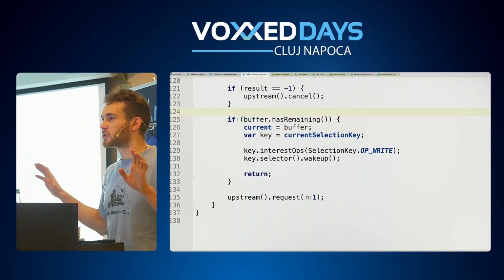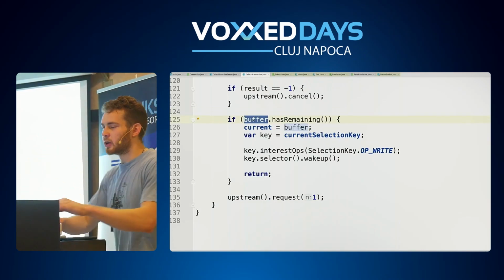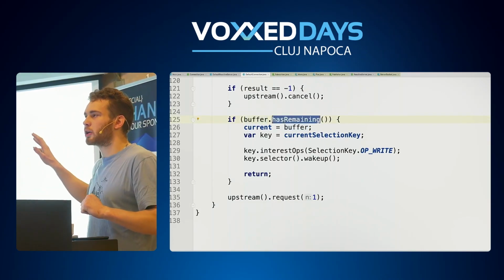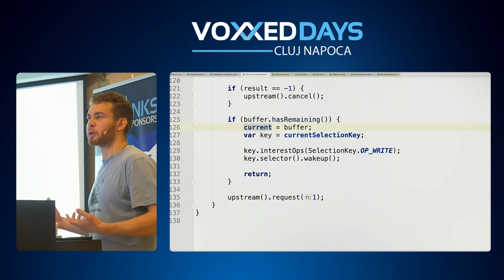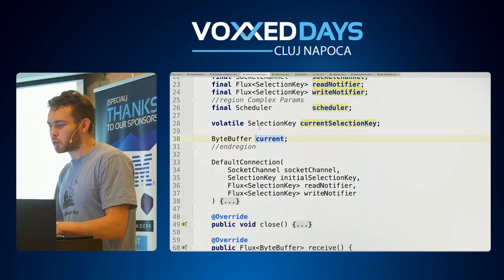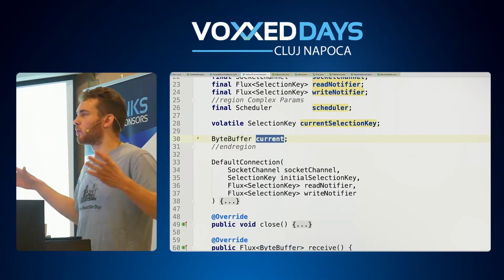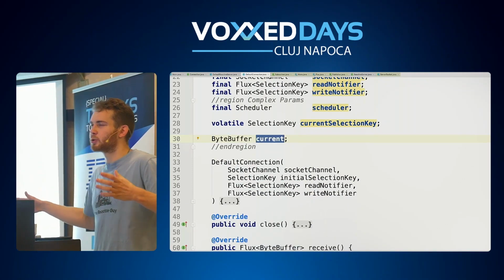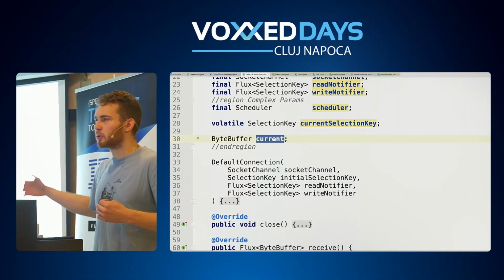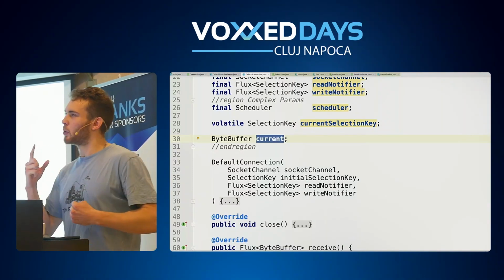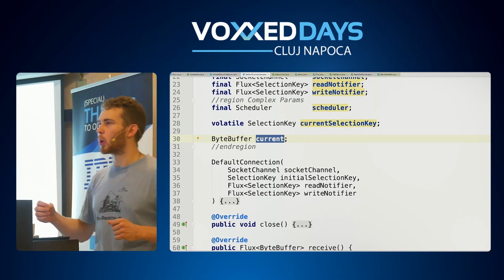And in case everything is fine, we need to check whether the whole buffer has been written. So we check whether there is some remaining part of data in the buffer. In case we have some data, we need to store it somewhere. For that purpose, I have a field called current buffer, because we have back pressure. We don't want to buffer a queue of byte buffers. We only know that we want to handle one byte buffer, and if everything is fine, we will request another one.